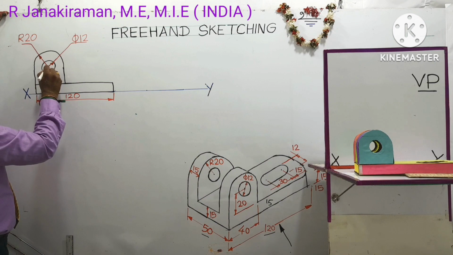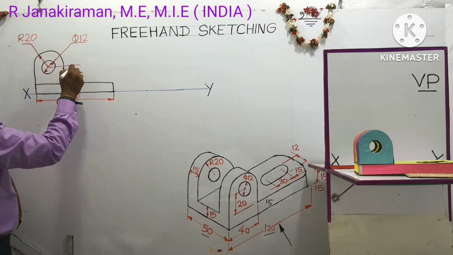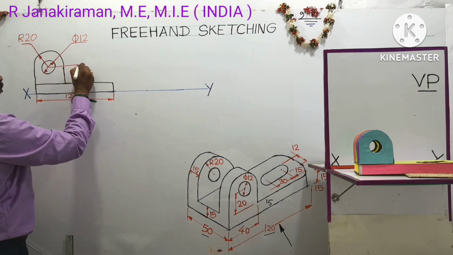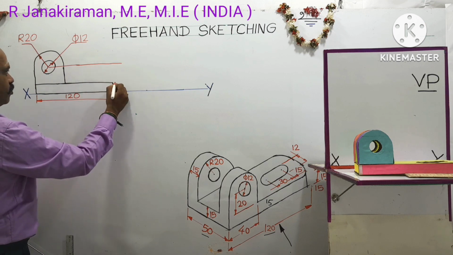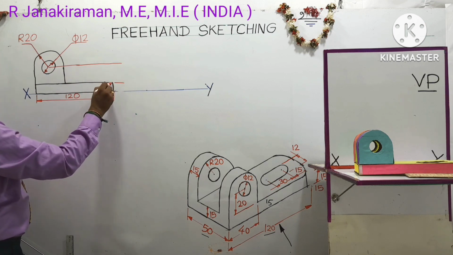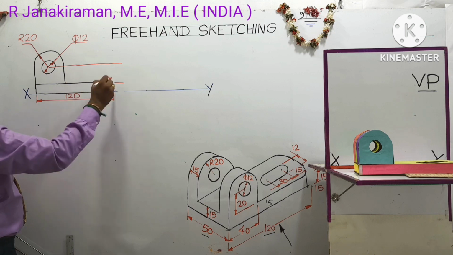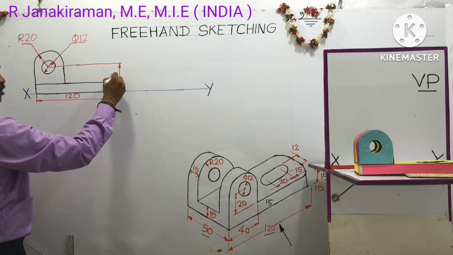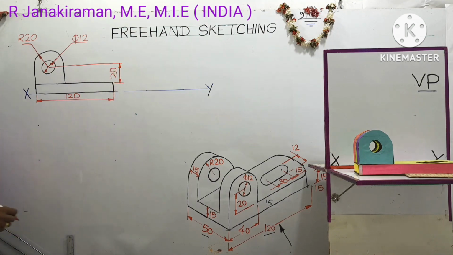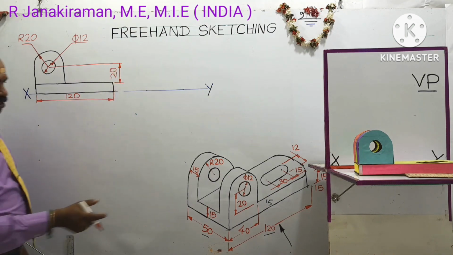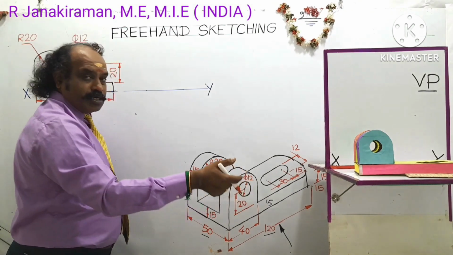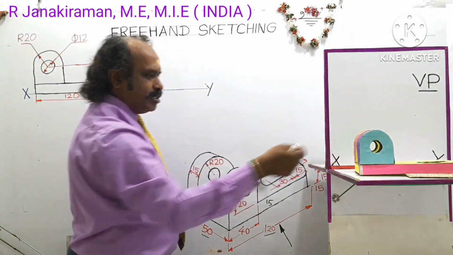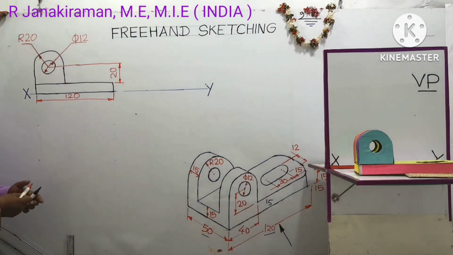Draw an extension line from the center of the smaller circle to the top surface of the base. This is the top edge of the base. Okay. So the height is given as 20 mm. Draw a dimension line, put an arrow, shade it, and write the height as 20. The 20 should be written parallel to the dimension line. Okay. This is the 20. Understand? So this completes the front view.